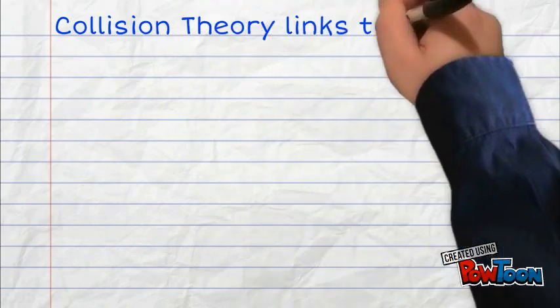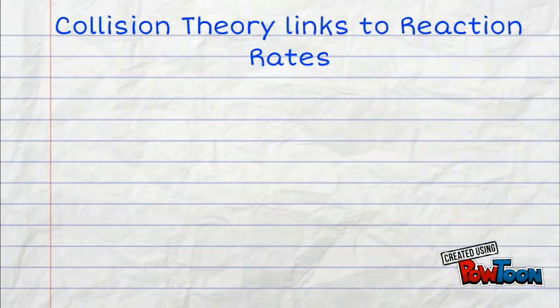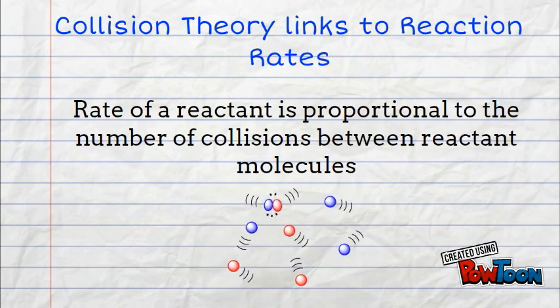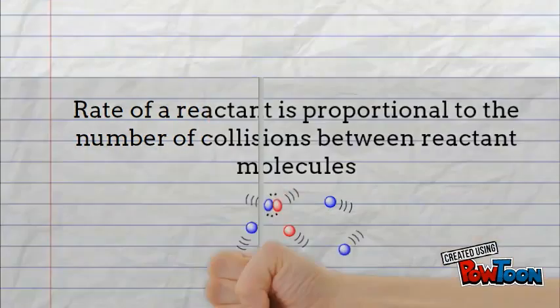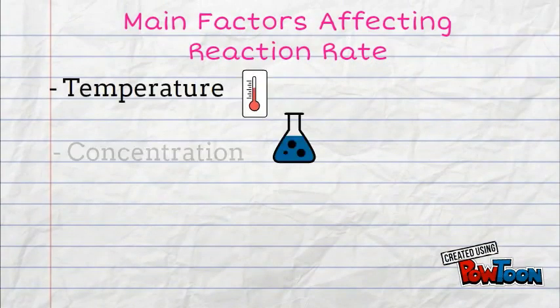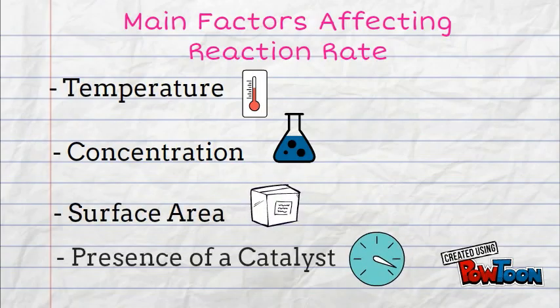Collision theory is therefore linked to the rate of reaction, as it states that the rate of a reaction is proportional to the number of collisions between reactant molecules. Temperature, concentration, surface area, and the presence of a catalyst are the main factors that influence reaction rates, bringing us now to understand how each individual factor has an influence.